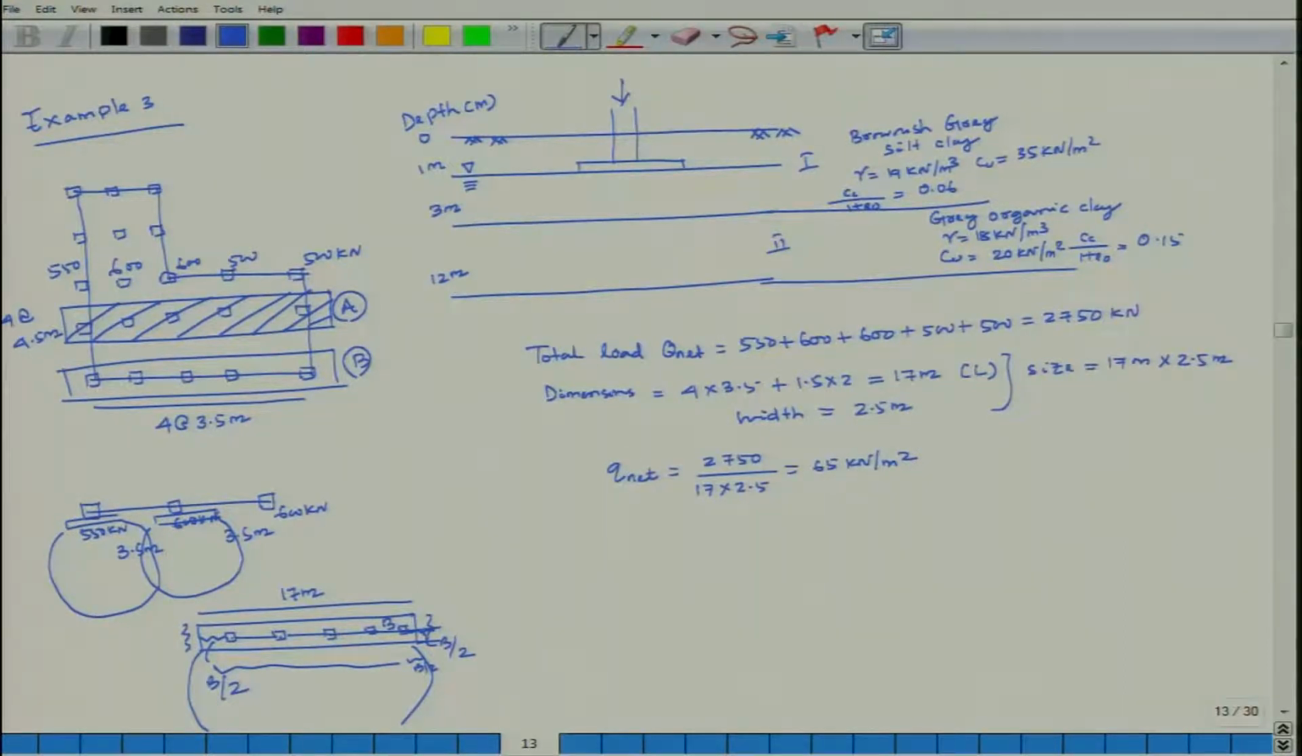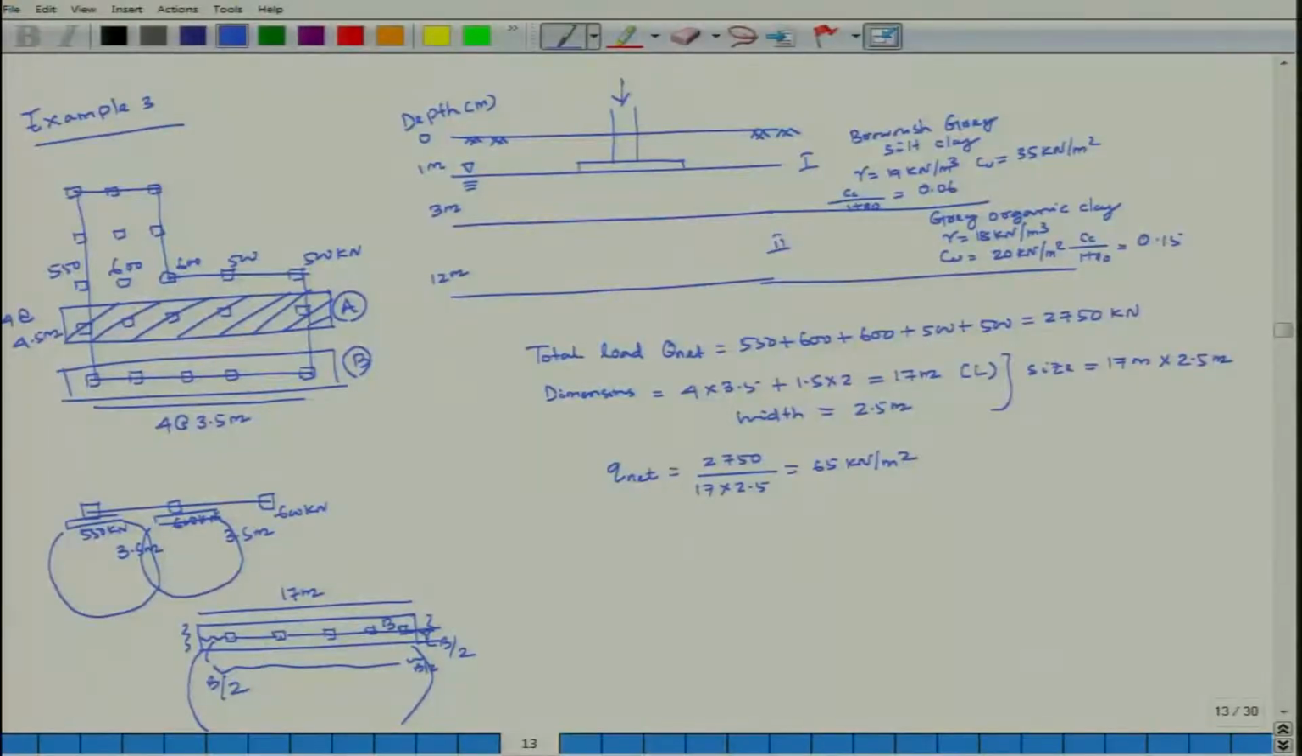In this case, as this is a shallow foundation, the depth of the foundation you initially start with an assumption. The water table is located at 1 meter. So generally what depth of foundation do people assume? Generally the depth of the foundation is either 1 to 1.5 meter. Because the water table is located at 1 meter, I take the depth of the foundation as say 1 meter.